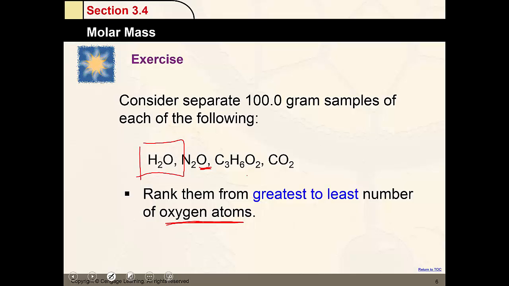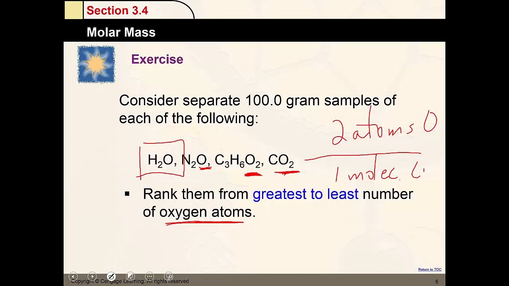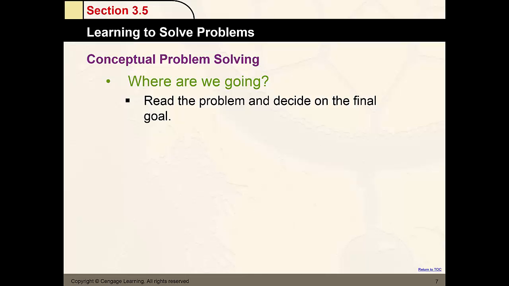Whereas these, in C3H6O2, so that last conversion, there would be 2 atoms of oxygen for every 1 molecule of C3H6O2. And same thing with CO2, that last step, you would put 2 atoms of oxygen. It would look like this, so 2 atoms of oxygen for every 1 molecule of CO2. So literally all you have to do for that last step is look at the chemical formula of that molecule.